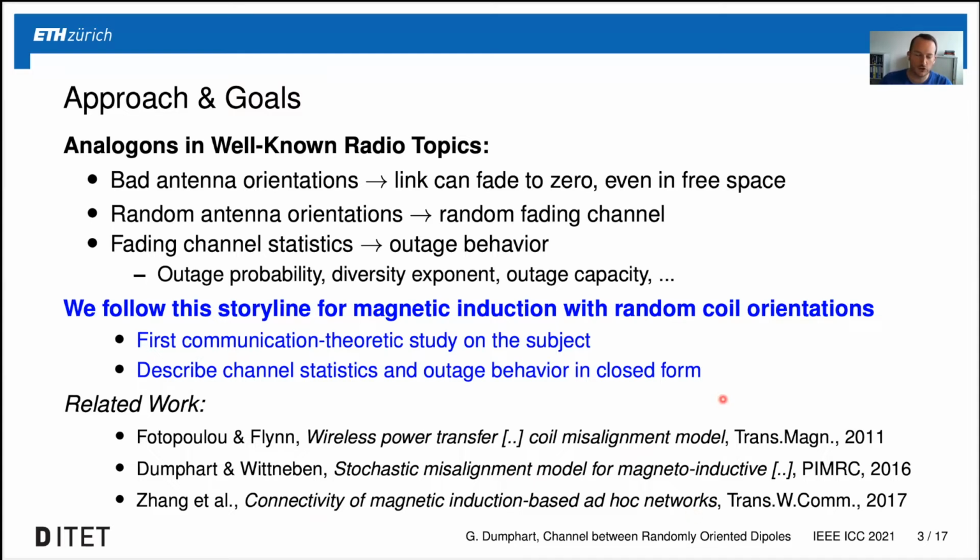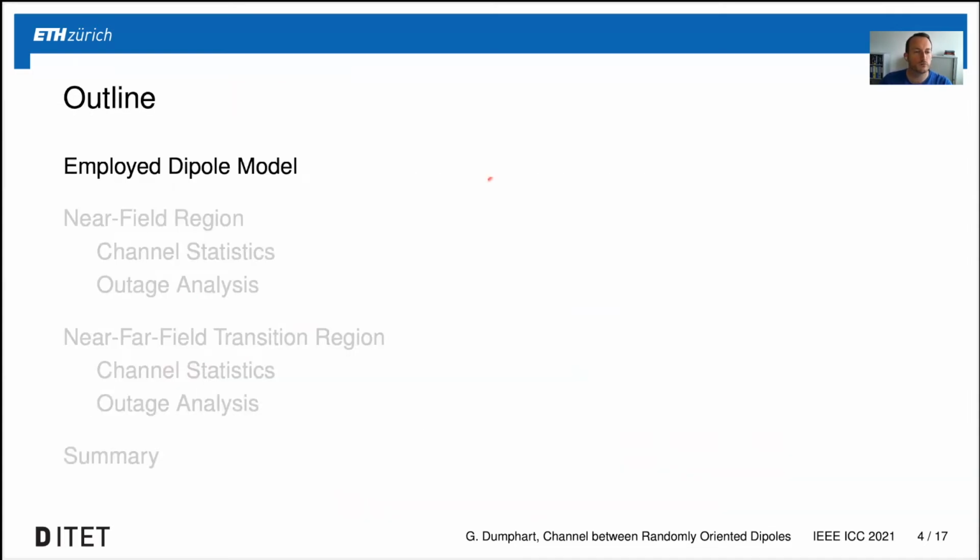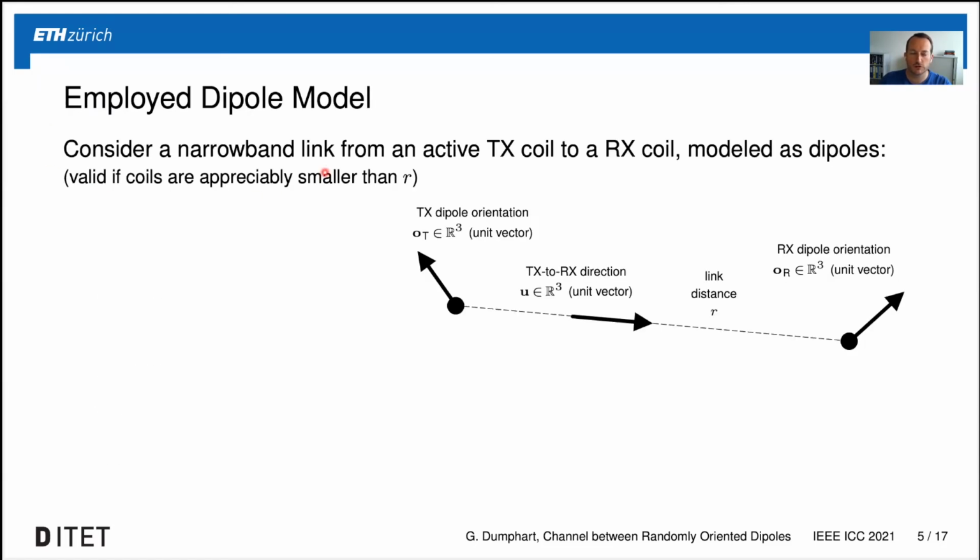Now let's cut to the chase. We will first discuss the dipole model that we use in this work. Why a dipole model? Because it is an accurate description of a magneto-inductive link if the coils are appreciably smaller than the link distance, here the link distance.